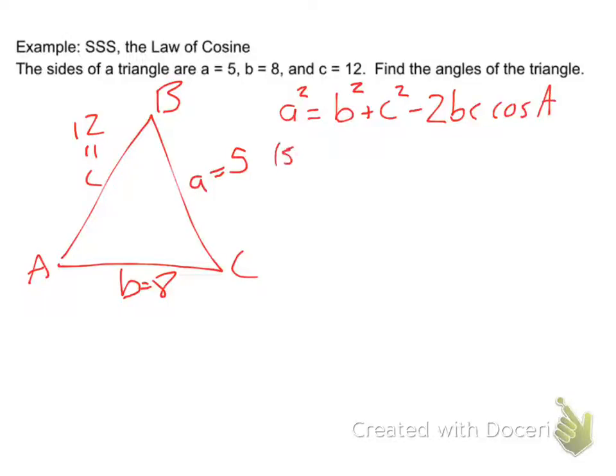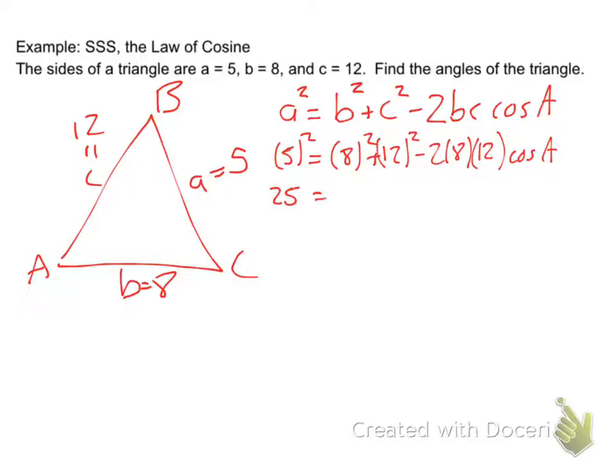So 5 squared equals 8 squared plus 12 squared minus 2 times 8 times 12 times cosine of an angle I don't know, but I want to know. 25 equals 64 plus 144 minus 192 cosine A.